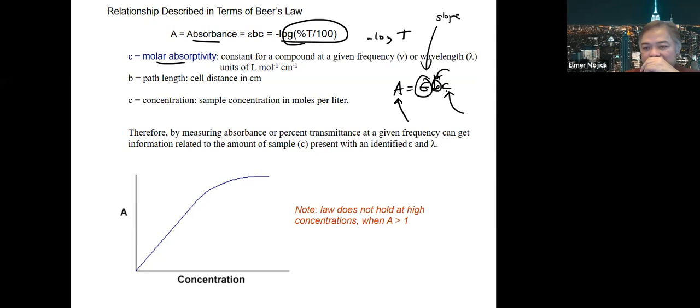Okay? Now, Beer's law does not hold at high concentration when absorbance is more than 1. Because they tend to become non-linear in Beer's law. So by measuring the absorbance or percent transmitted at a given frequency, you can get information related to some species present with an identified molar absorptivity and wavelength. So there's always a limit on Beer's law. And as much as possible, you don't want the absorbance to be more than 1.